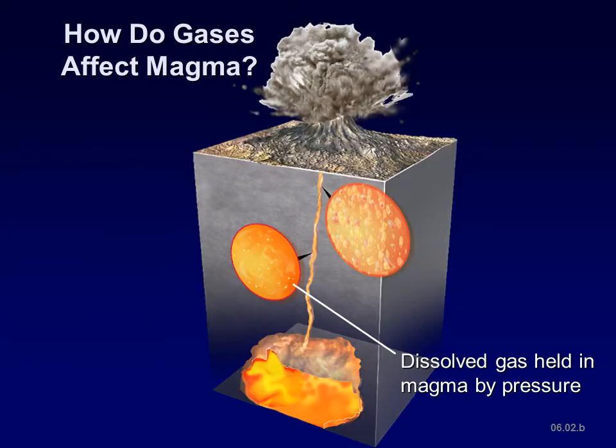It's the exact same thing that happens with volcanoes. We start out with dissolved gas held in the magma by pressure. So how is magma like soda? Magma contains dissolved gases such as water vapor, carbon dioxide, and sulfur dioxide.